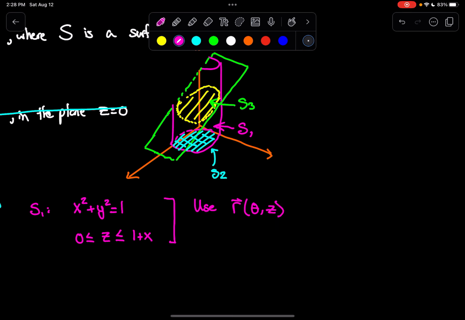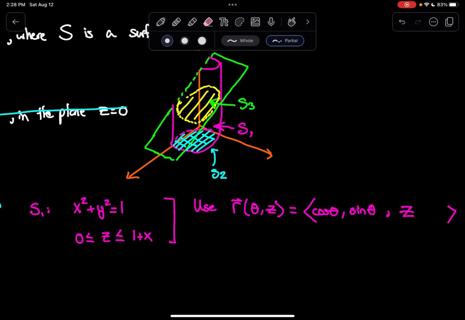And you might be like, Dylan, why don't you have an r there? Well, because we're dealing with a cylinder of radius 1. So our x is going to equal not r cosine theta, it's just going to equal cosine theta. Our y is going to equal sine theta. And we're just going to let z be equal to z. That right there is a good parameterization of our cylinder.